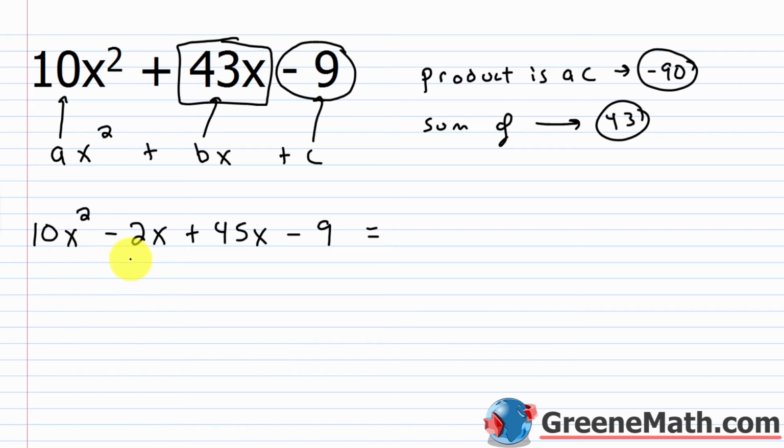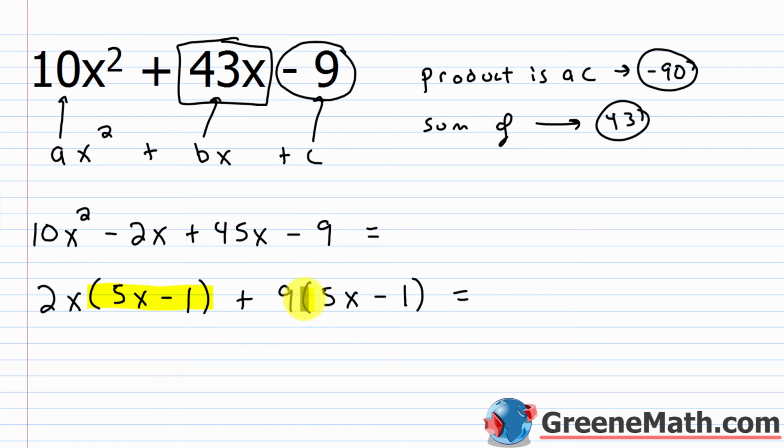So from the first group, I could pull out a 2x. I'd be left with 5x minus 1. From the second group, I could pull out a 9. I'd be left with 5x minus 1. So you see I have a common binomial factor of 5x minus 1. And we can just factor that out. So we'd have 5x minus 1, that quantity, times the quantity 2x plus 9. So this is our answer, the quantity 5x minus 1 times the quantity 2x plus 9.